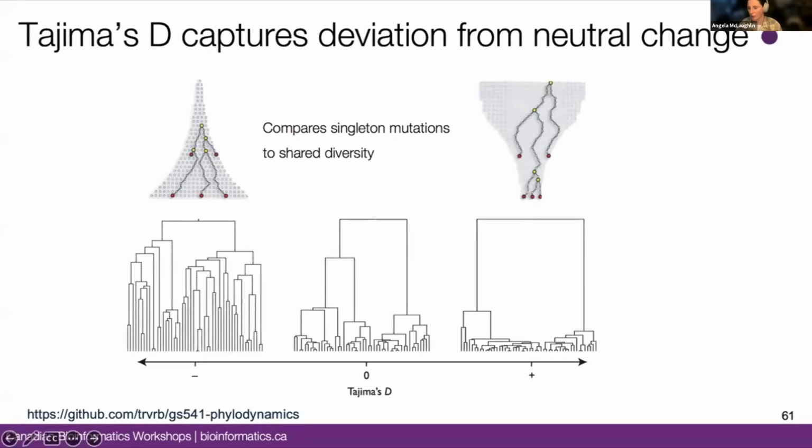One way you might do this is that Tajima's D captures deviation from neutral change. You can compare the singleton mutations to their shared diversity. This is shown here on this spectrum on the x-axis, where we have 0 deviation from neutral change versus positive and negative selection.